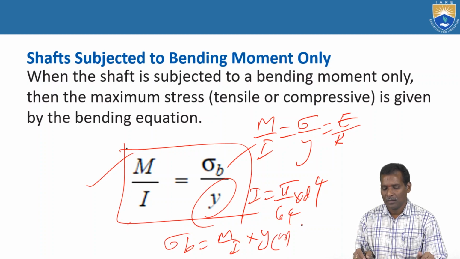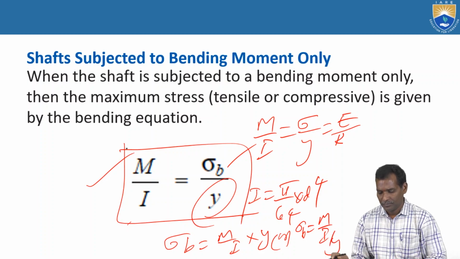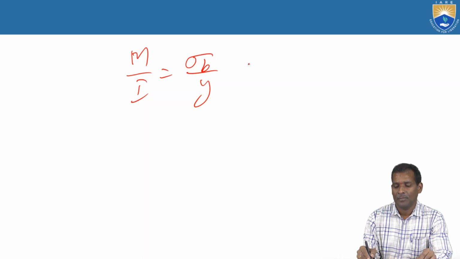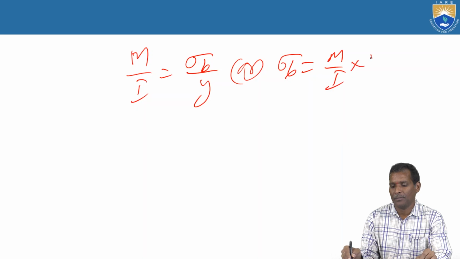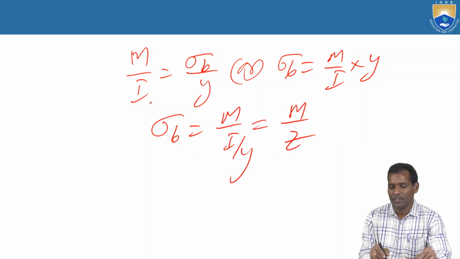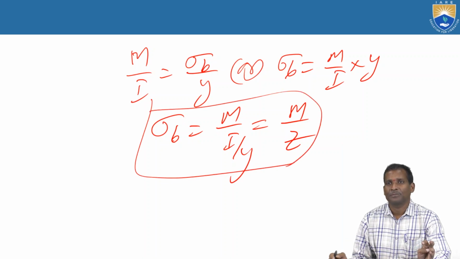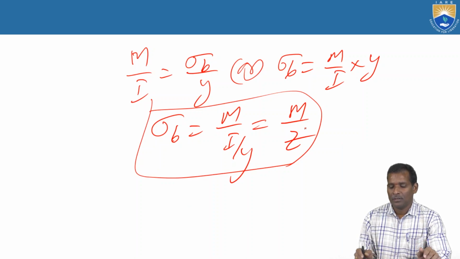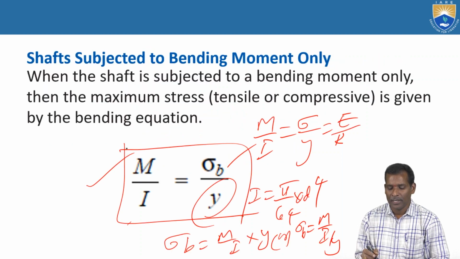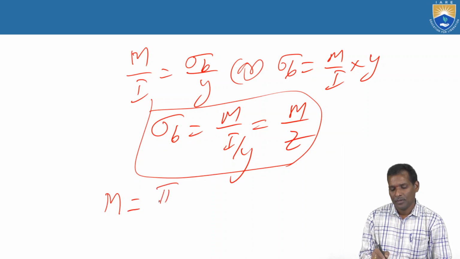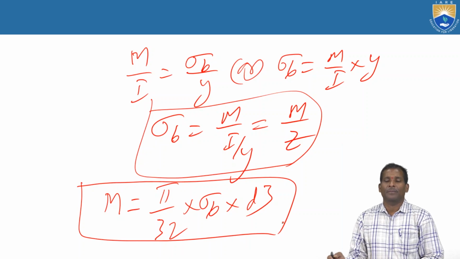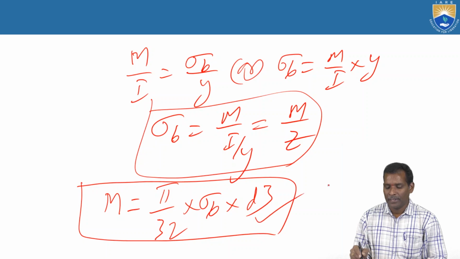Or sigma b is equal to M by I into y, or sigma b is equal to M by Z, section modulus, you can say like this also. So now apply this equation for problem solving. You will get the bending moment M is equal to pi by 32 into sigma b into d cube. This is the final equation. So by using this equation, calculate the diameter.